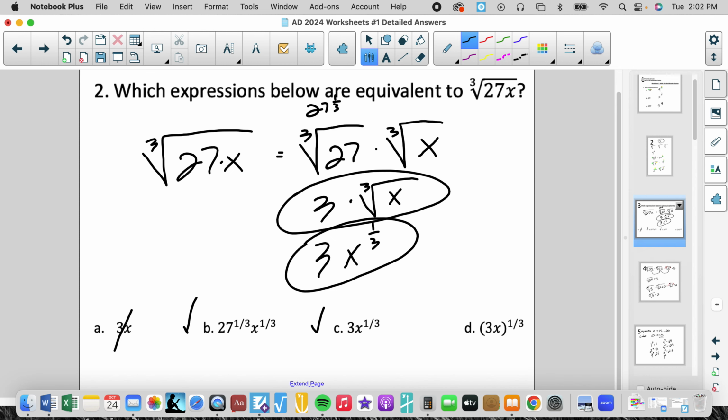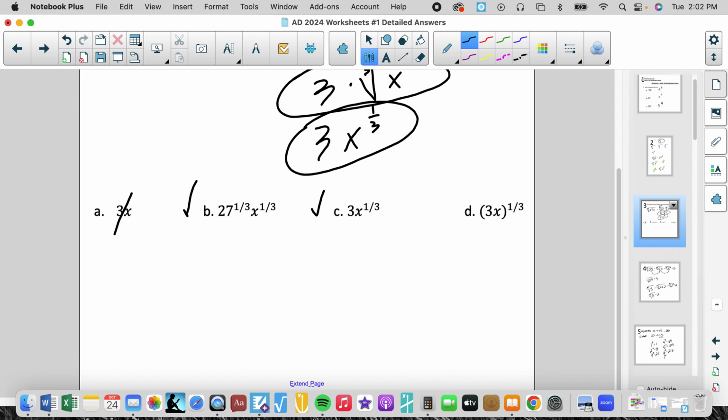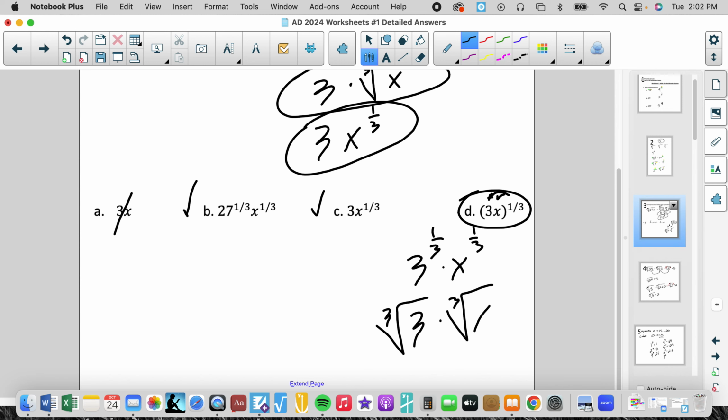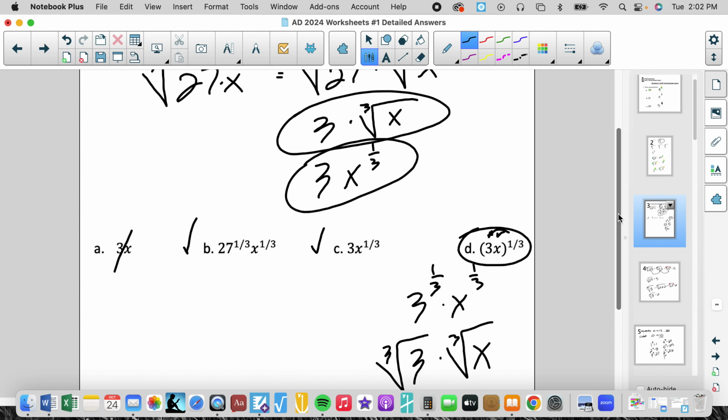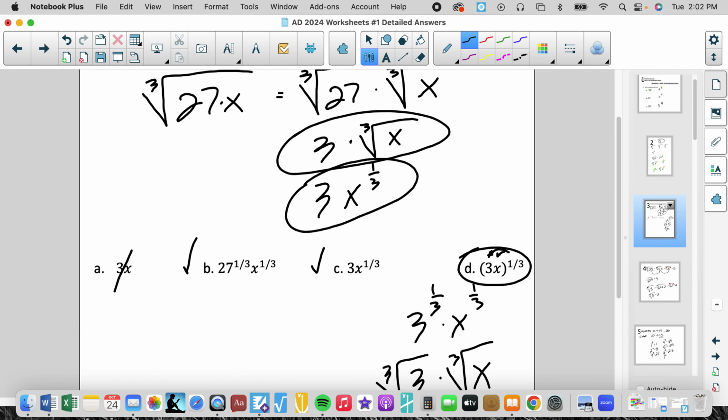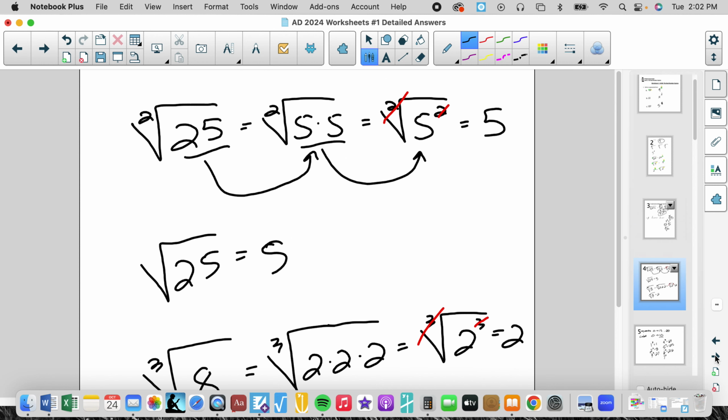No, because this is not. So we need to know that when we have exponents, we can distribute into parentheses with exponents. So that's 3 to the 1/3 times x to the 1/3, which gets converted to the third root of 3 times the third root of x. Or this can be written as the third root of 3x, and that is not what we started with. So that one's a no also. So these are the only two, B and C, and we've seen some of those examples right there.